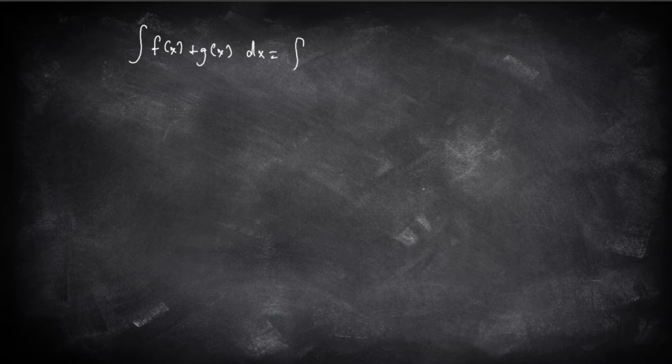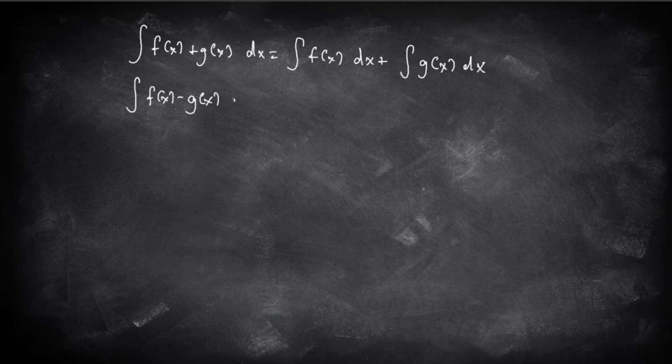It's the same thing as taking the integral of one of them and adding it to the integral of the other. And same thing for subtraction. Taking the integral of something minus something else is the same thing as the integral of that first thing minus the integral of the second thing. So for this one, order matters: first one, second one.